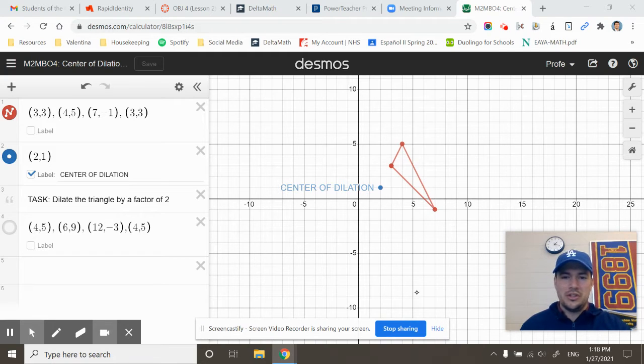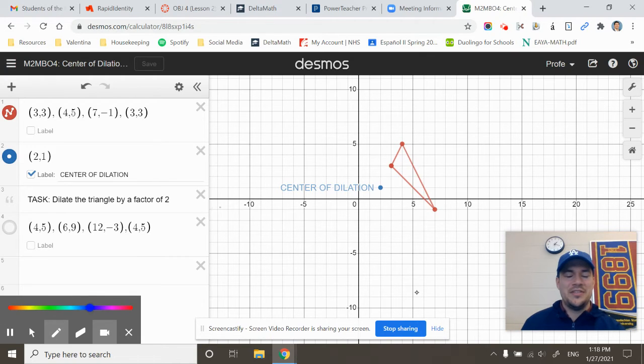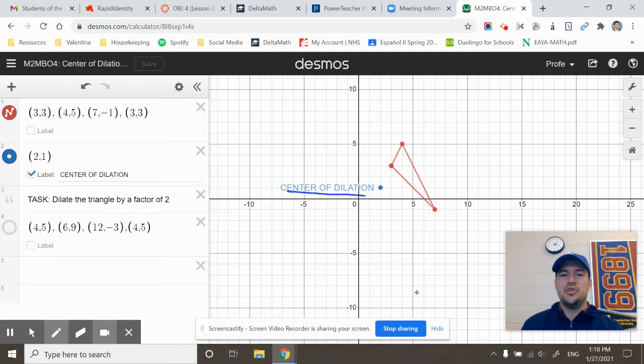And the center of my dilation is this time going to be the point (2, 1). That's been given to me. So if I want to dilate this by a factor of 2, I need to treat this as if it were the origin. That's my best advice to you: treat the center of dilation as you treated the origin, because it is now the center of everything.